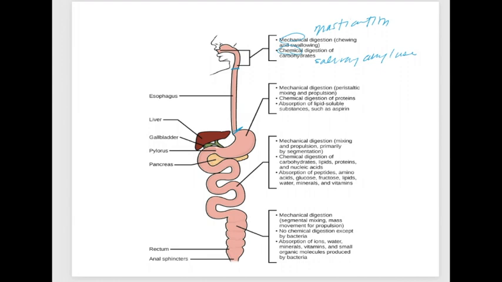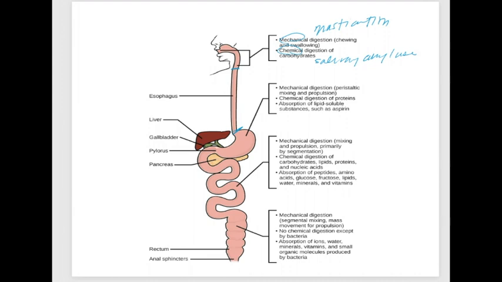Next up is the small intestine. And then we have mechanical digestion, which is continued mixing and propulsion, and this is primarily a change to segmentation. Chemical digestion here happens a lot. So we have carbohydrate, lipid, protein, and nucleic acid digestion. And basically the digestive system really happens in the small intestine. Absorption of peptides, amino acids, glucose, fructose, lipids, water, minerals, and vitamins happens in the small intestine.